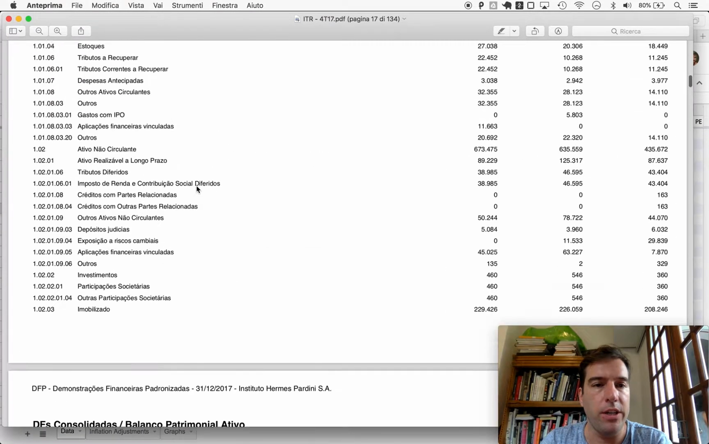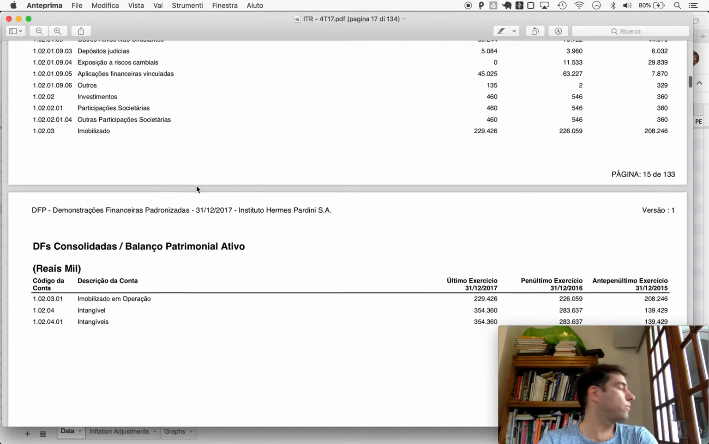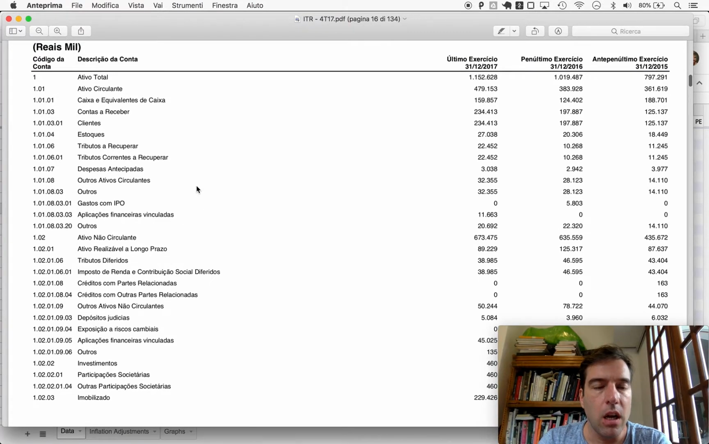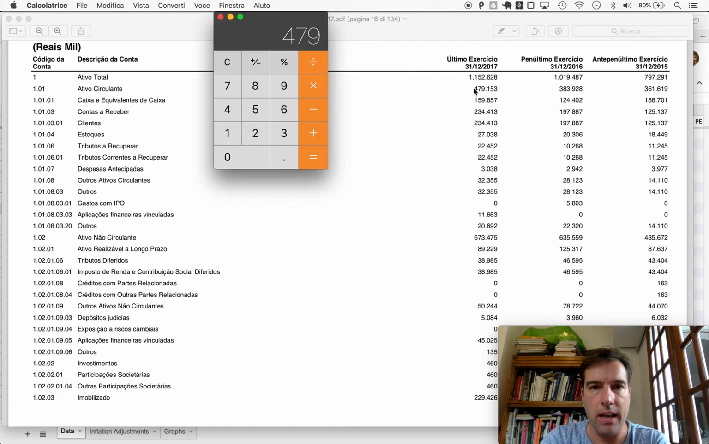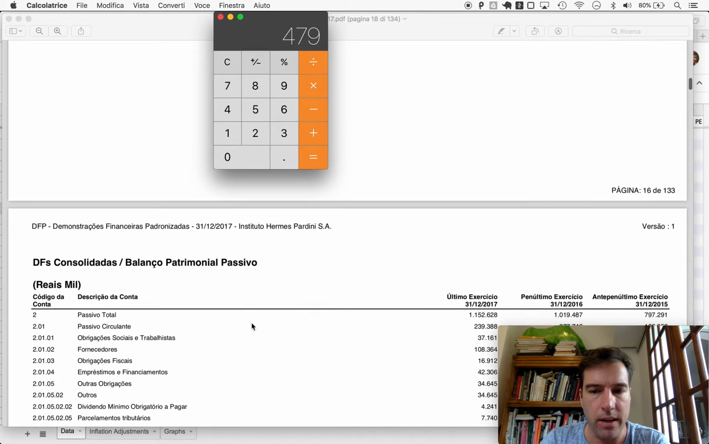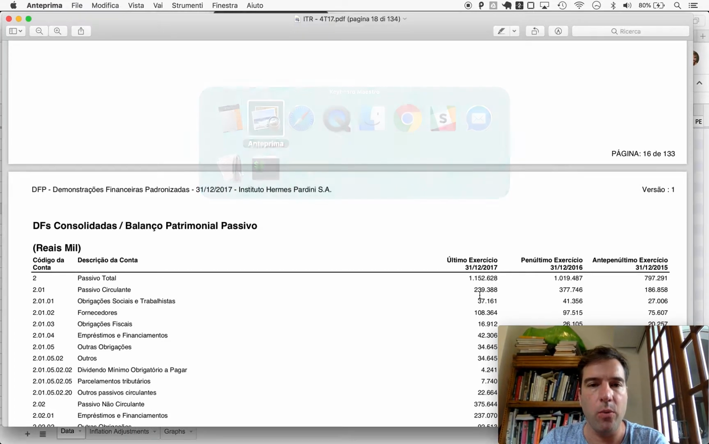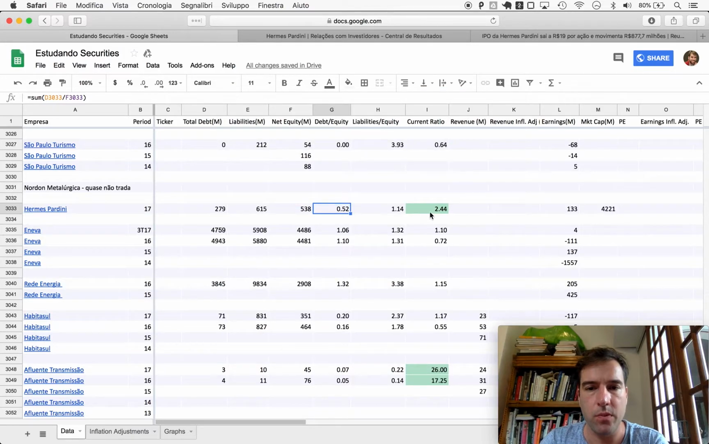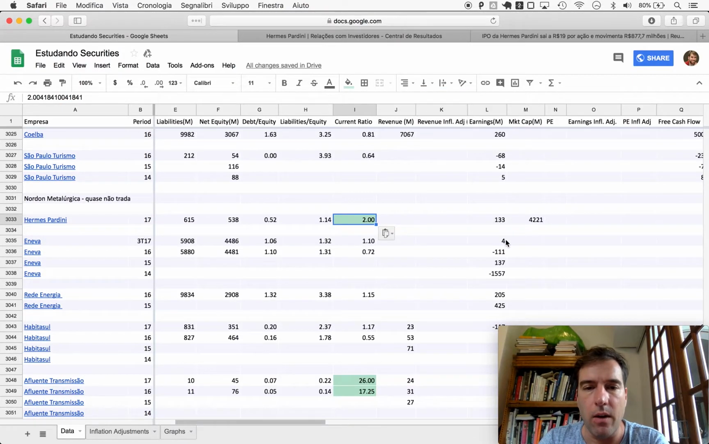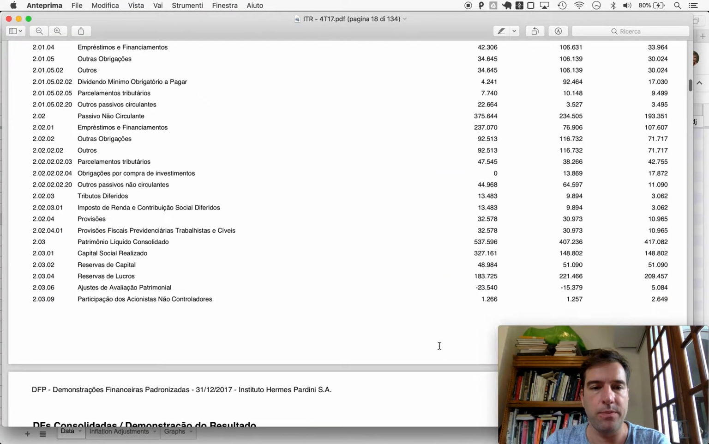And current ratio. So that'll be current assets, 479, divided by current liabilities, 239 right here. And that's almost around 2, which is fine. 2 would be the bare minimum for even a defensive investor to accept.